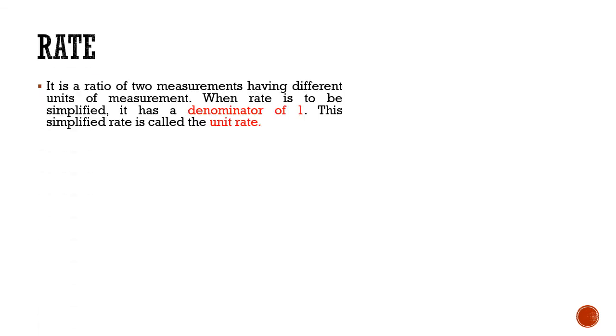Dumako naman tayo sa rate. Ano nga ba yung rate? It is a ratio of two measurements having different units of measurement. When rate is to be simplified, it has a denominator of 1. This simplified rate is called the unit rate.